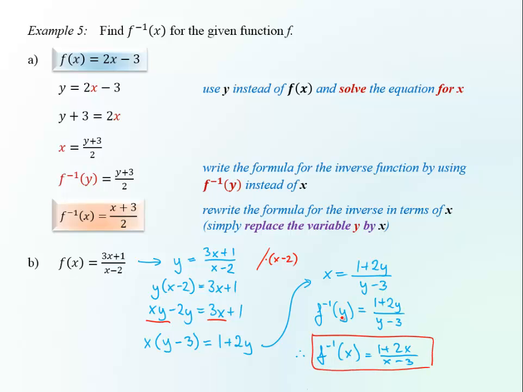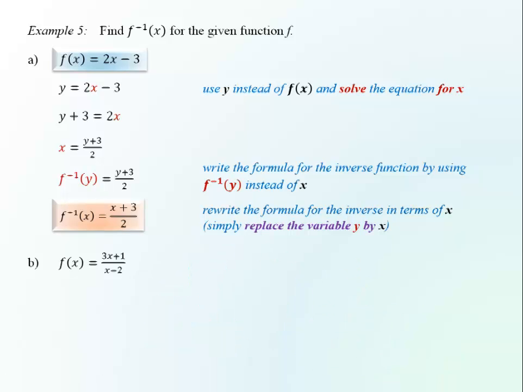Remember that at the end you should have the same letter on both sides. So for example, if you write f to the minus 1 of y, the expression should be in terms of y. If you write f to the minus 1 of x, the expression should be in x. These two expressions are exactly the same. They are just written in different letters, but they represent the same function.